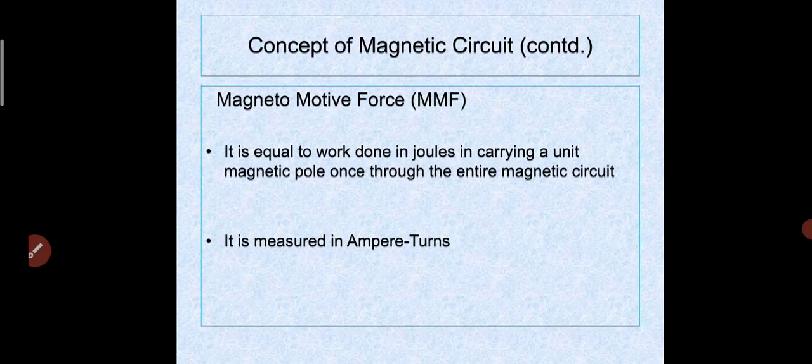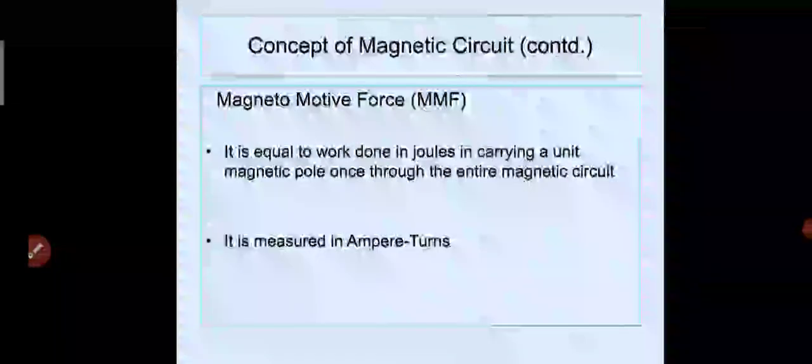Next topic is MMF, magnetomotive force. It is equal to work done in joules in carrying a unit magnetic pole once through the entire magnetic circuit. It is measured in ampere turns. So MMF is measured in ampere turns.